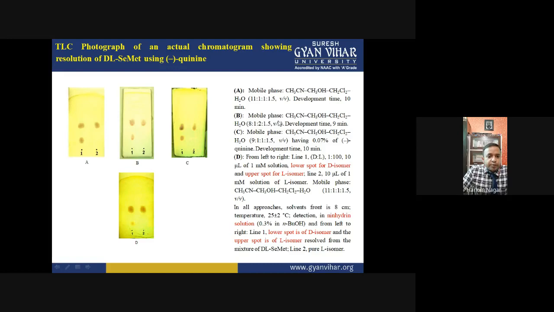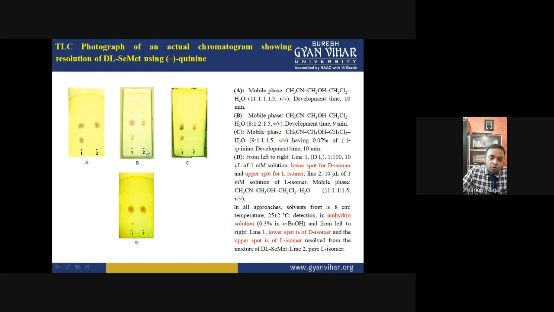In this second approach, the mobile phase taken was in the ratio 8:1:2:1.5 volume by volume, and the development time was 9 minutes. And these were the chromatograms, where the lower spot is for the D isomer and the upper spot is for the L isomer.